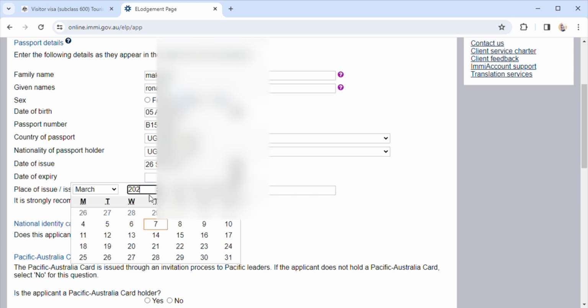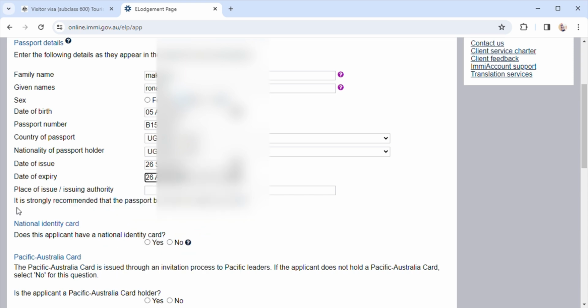you may say, maybe because our Ugandan passport usually takes 10 years, then maybe which date should I put? Maybe this. Then place of issue, you say Ugandan government.